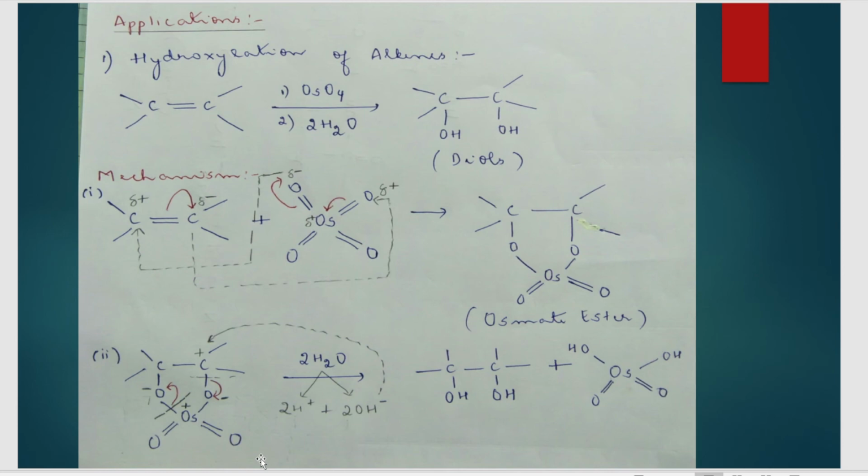The first one is the hydroxylation of alkenes. What is hydroxylation? Addition of hydroxyl groups. What are hydroxyl groups? These OH groups are nothing but your hydroxyl groups. So this alkene, which was a double bonded species, gets converted into a single bond, and there is hydroxylation.